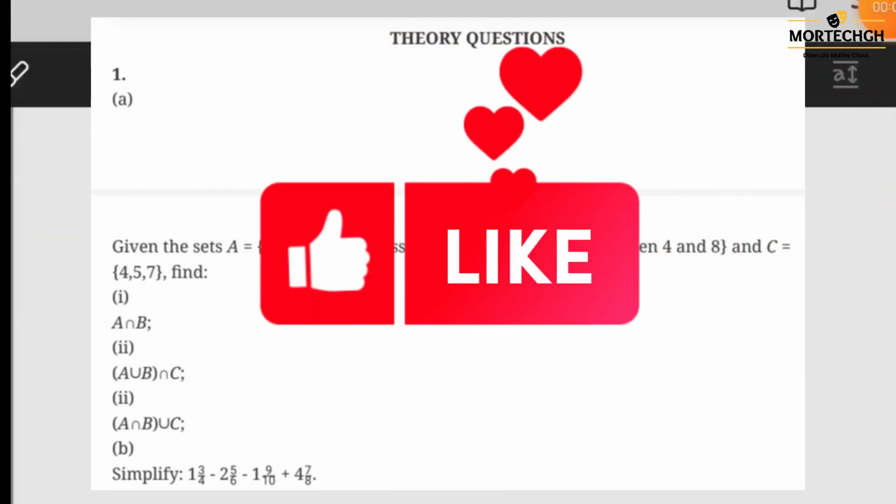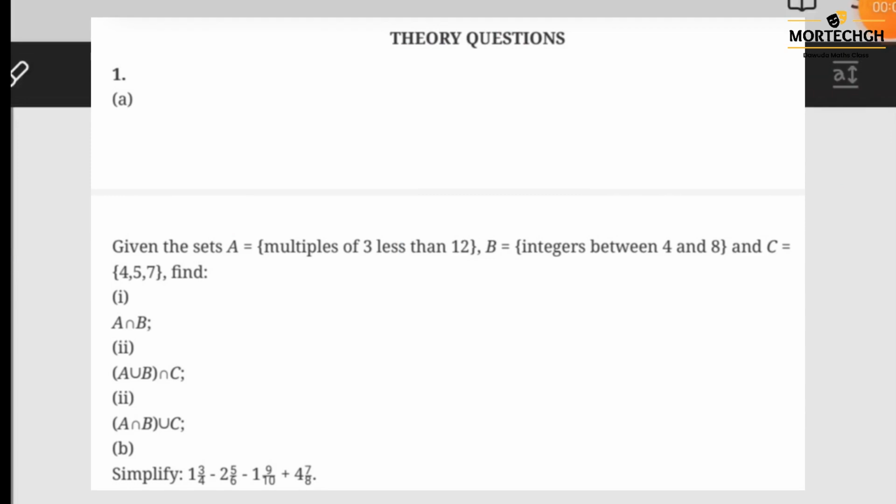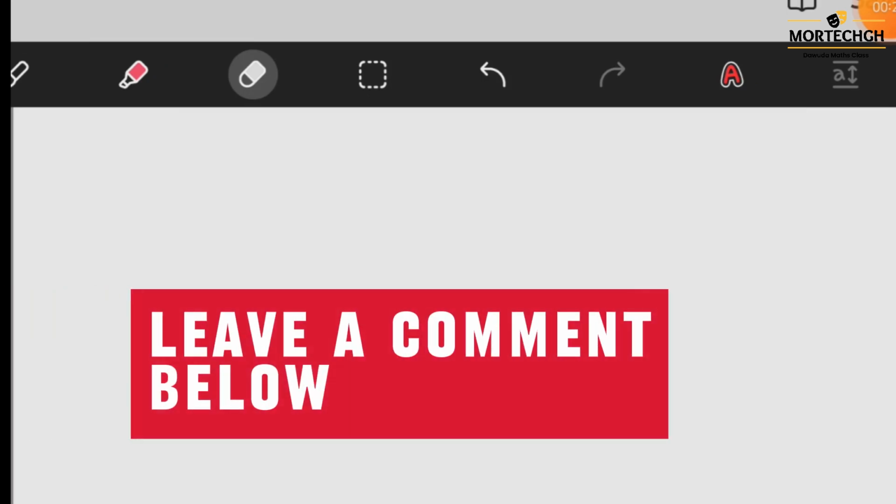Question 1. Given that the set A is multiples of 3 less than 12, set B is integers between 4 and 8, and set C is 4, 5, 7. Find (i) A intersection B, (ii) A union B intersection C, (iii) A intersection B union C. So with this question, you are advised to list each set.